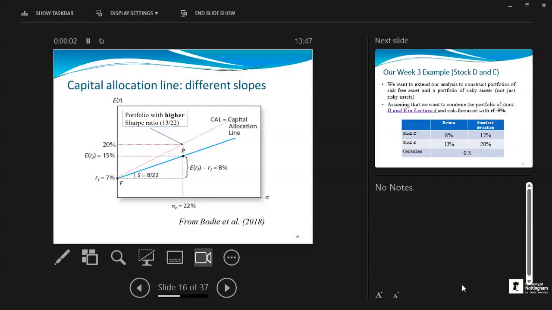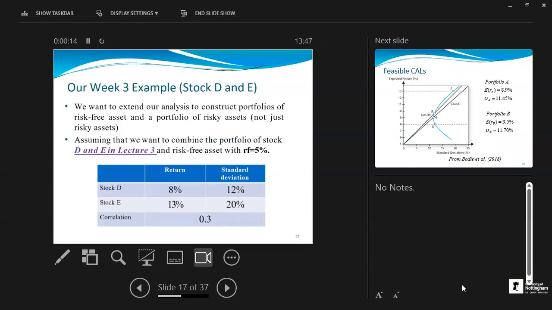So the slope of this red line is much steeper. The slope of the blue line is 8 over 22%, and the slope of the red line is 13 over 22%. So the steeper the slope, the higher the Sharpe ratio. Okay, good. We still have 5 to 10 minutes, so let's continue with this example.